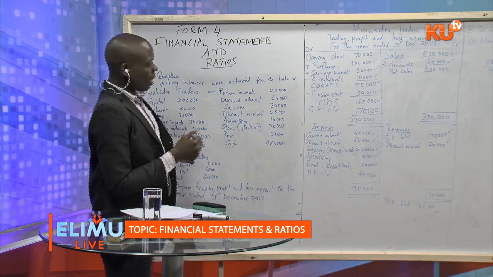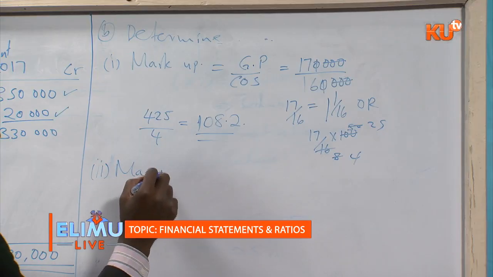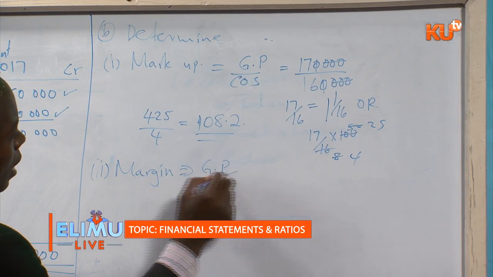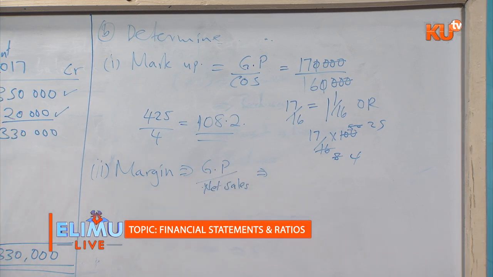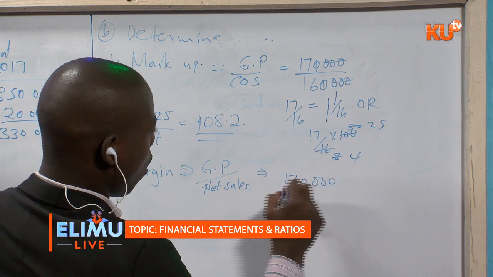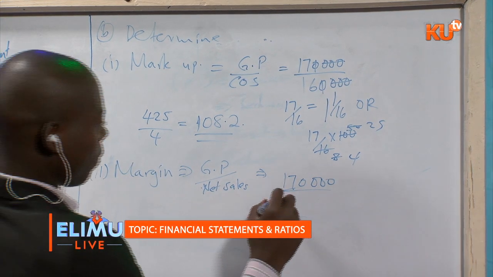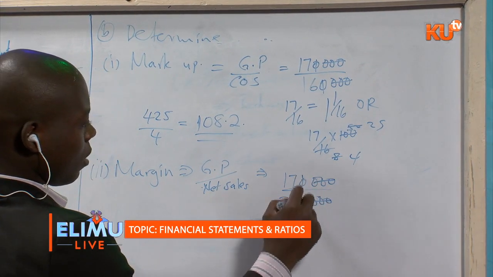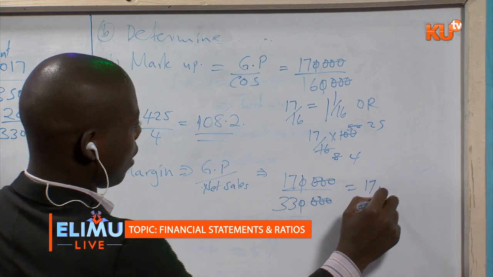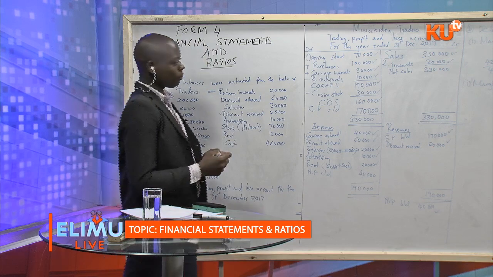If you're not asked markup, maybe they will ask margin. If we are asked margin, we said margin is gross profit against the net sales. So gross profit in this case, 170,000, over net sales, 330,000. This cancels out, and so we are left with 17 over 33. That is our second ratio, which we call margin.